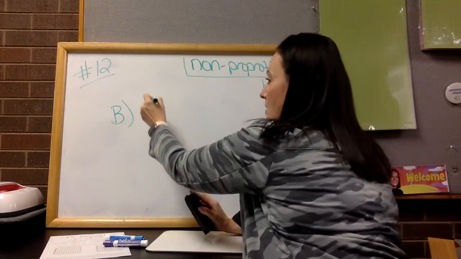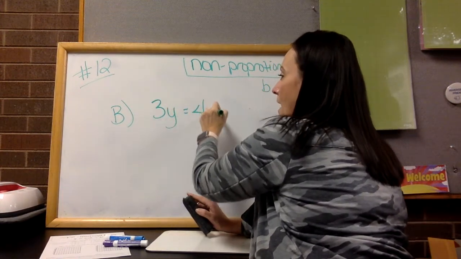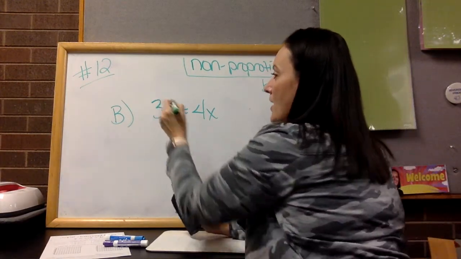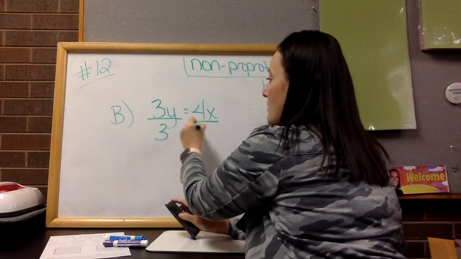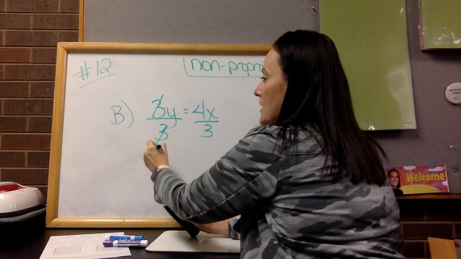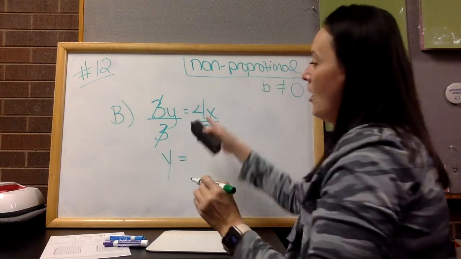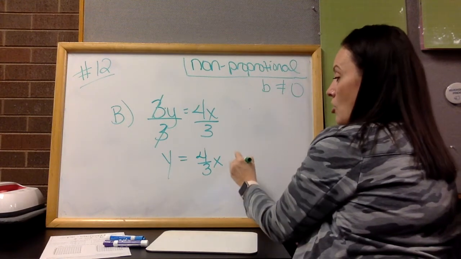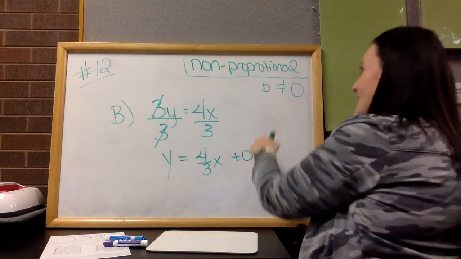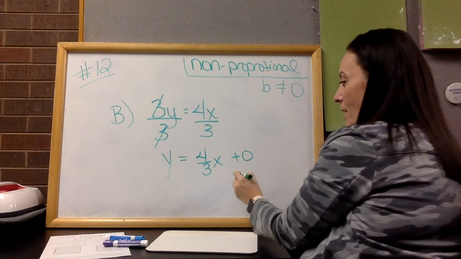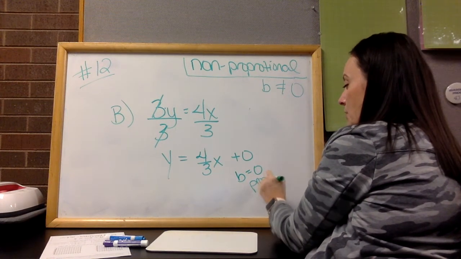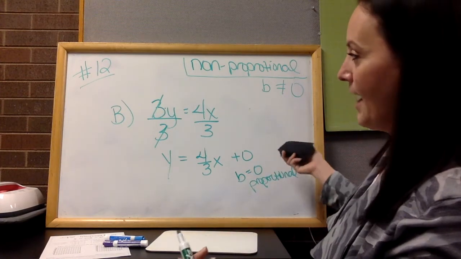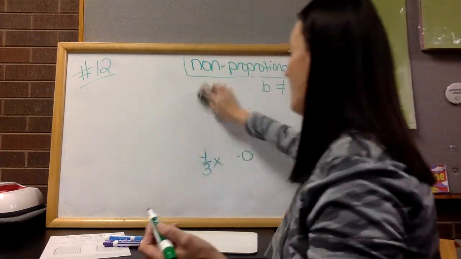B says 3y equals 4x. Oh, this one's easy. All I got here is a times, right? I have to undo times by dividing by 3 on both sides. So 3 divided by 3 undoes that, and I have the y by itself. Over here, I have 4 divided by 3x, and there's no b. Since there's no b, that's like a 0, and that is proportional. When b equals 0, you have something that is proportional. It is not non-proportional, so B is not what I was looking for.